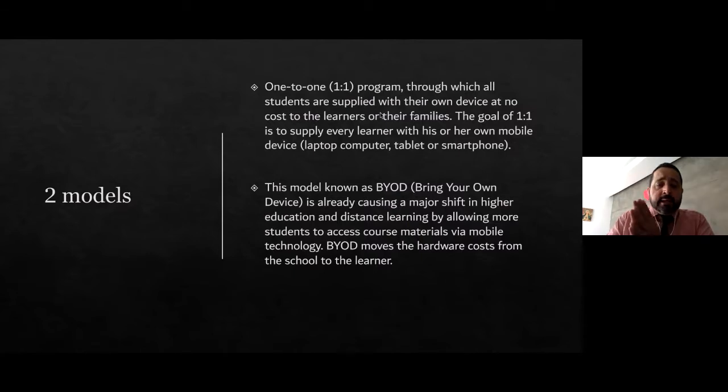Now, we have to take into consideration, when we're talking about M-learning, we have two models. The first one is one-to-one. What is a one-to-one program? It is a program through which all students are supplied with their own device at no cost to the learners or their families. The goal of one-to-one is to supply every learner with his or her own mobile device. Could be a laptop, computer, tablet, or smartphone.